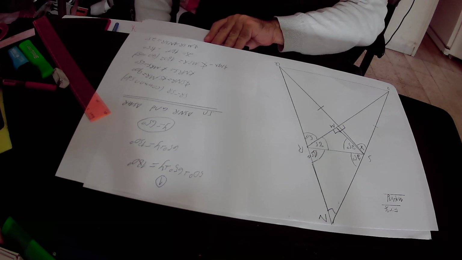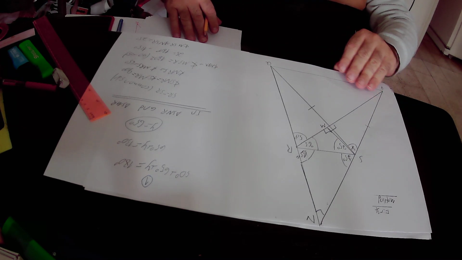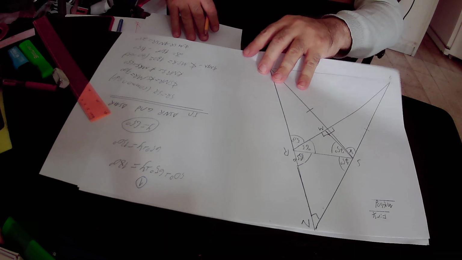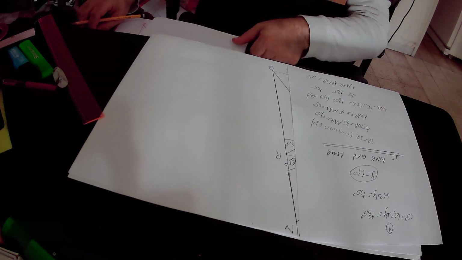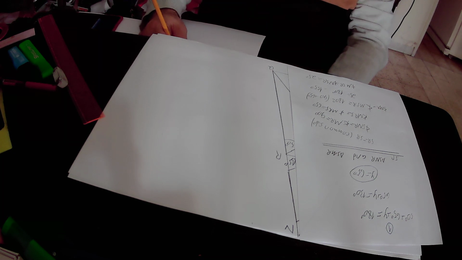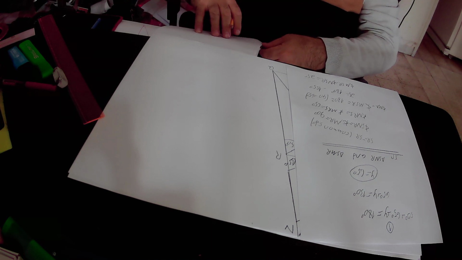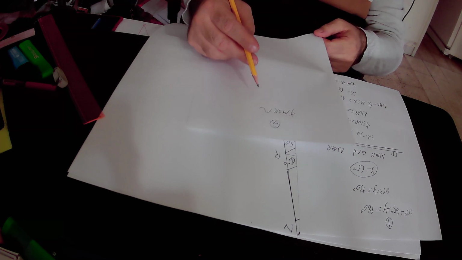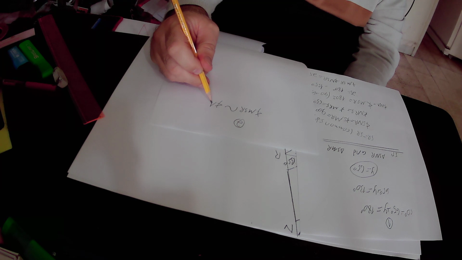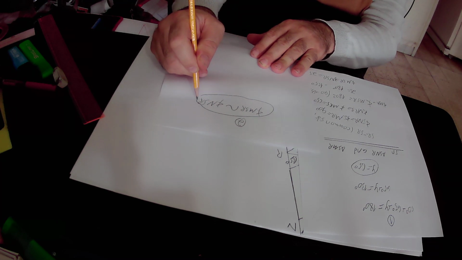So I'll write it down. Actually, the right triangle MSR is congruent, that is the sign of congruent, to the right triangle NSR according to the angle side angle rule.